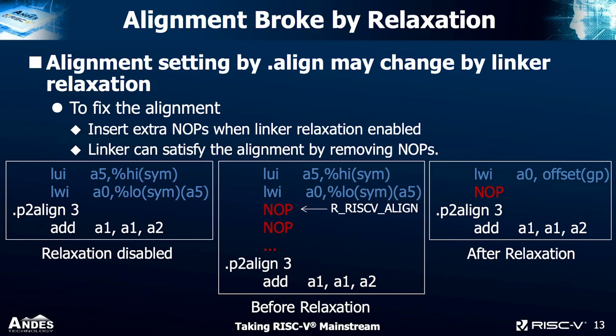And the next issue is alignment broken by relaxation, because the instructions before the alignment directive may be relaxed by the linker. For example, if the add instruction is already at the alignment position, when relaxation is enabled, auipc and jalr will relax to a single jal. So the add instruction will move out 4 bytes and lose alignment.